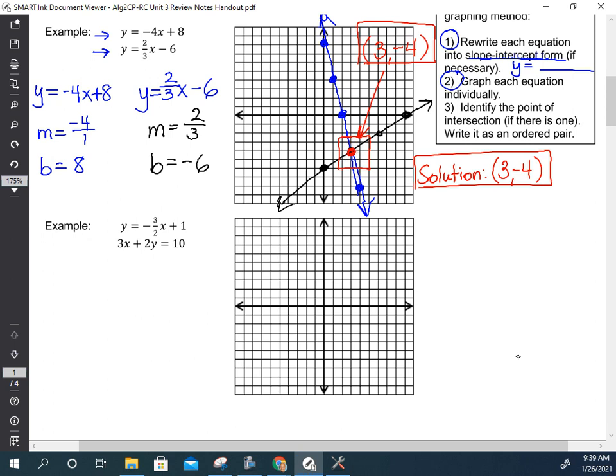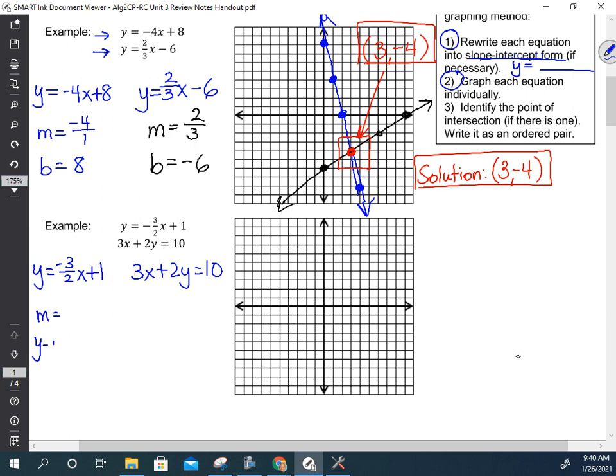Let's do another one. Y equals -3/2x plus 1, and 3x plus 2y equals 10. So we have our 2 equations. The first equation is good to go.